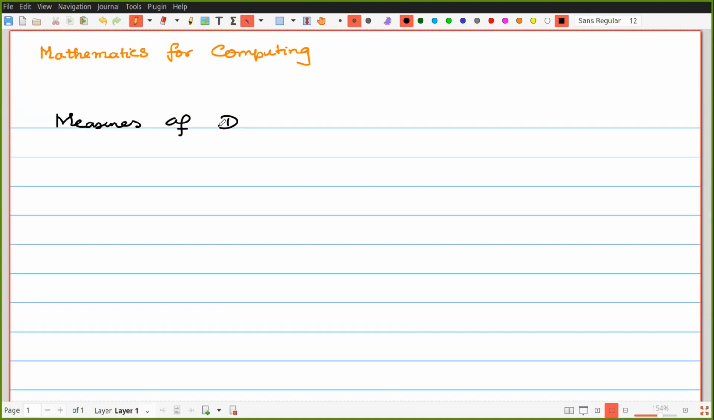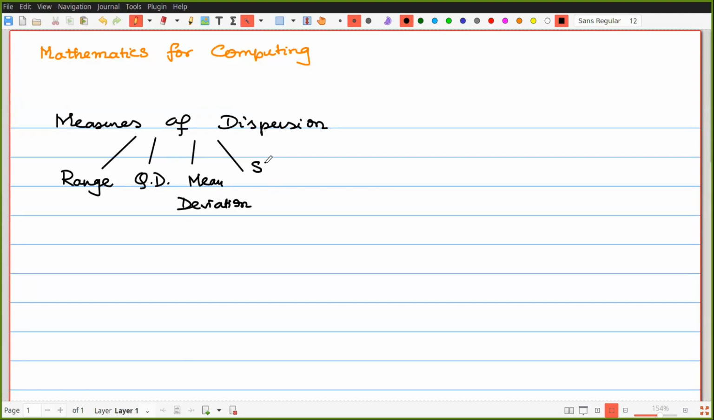Measures of dispersion. Already we have found that there are four types of measures of dispersion practically. The first one is called the range. The second one is called the quartile deviation. The third one is called the mean deviation. And the fourth one is the standard deviation, which is also coming from the variance. And there is also another type of measures of dispersion that is called the Lorentz curve.